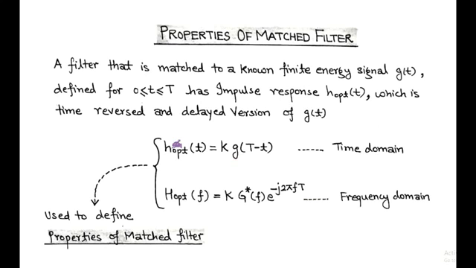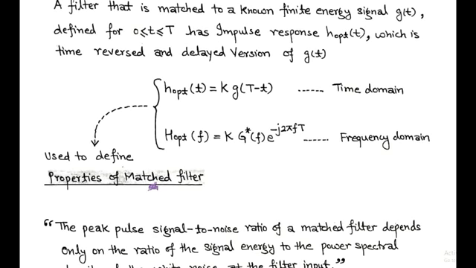So the optimum impulse response h(t) is equal to k times g(T minus t), that is in time domain. And in frequency domain, it is given by capital H(f) equals k times g star(f) e to the power minus j 2 pi f T. Here g star(f) is the complex conjugate of g(f). Now for the discussion of the properties of matched filter, we use the optimum impulse response.